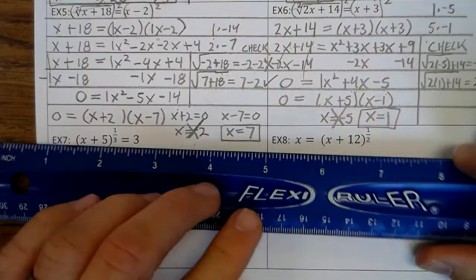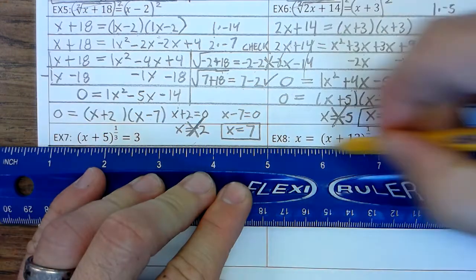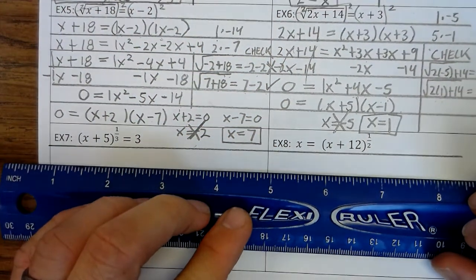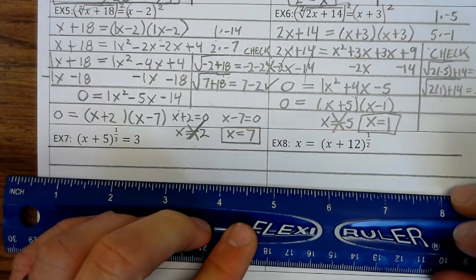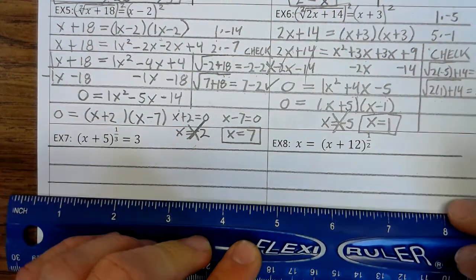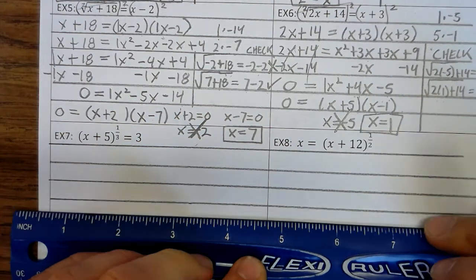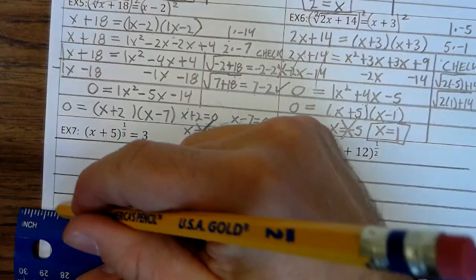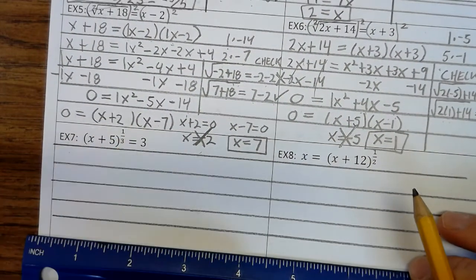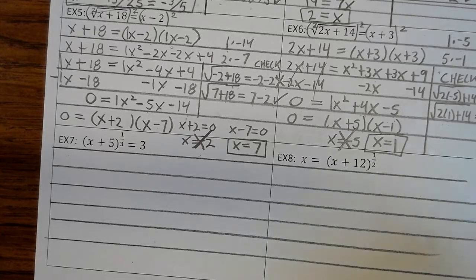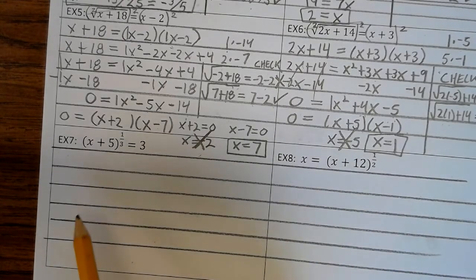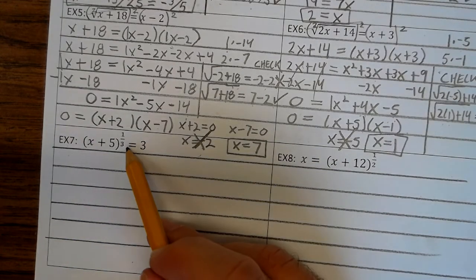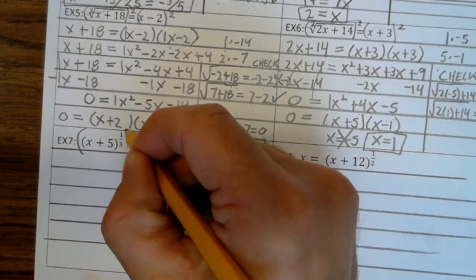So now let's look at example 7. And again, we're going to add lines. All right, so here it says isolate the radical, we did, and then it says raise both sides of the equation to the power equal to the index of the radical. So the index is 1/3, so we're going to raise both sides by 3.